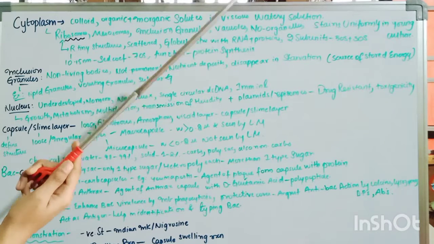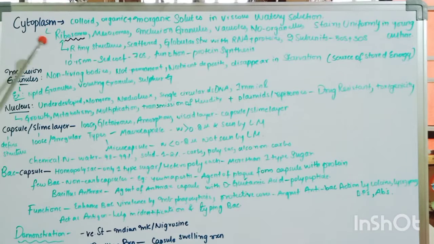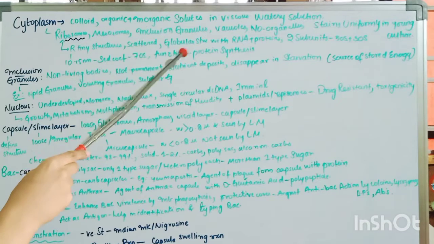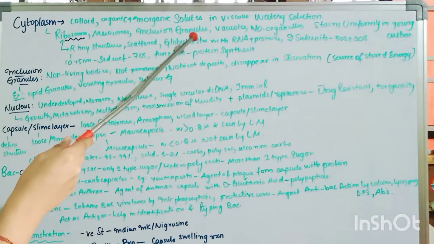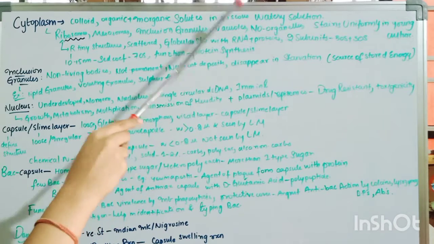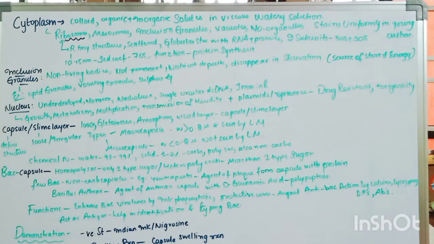and their function is protein synthesis, as in humans. And next, cytoplasm not only contains ribosomes, it also contains the mesosomes, which are responsible for respiration, inclusion granules, which are the nutritional granules, and vacuoles, which are empty spaces. There are no organelles in the cytoplasm of the bacteria.